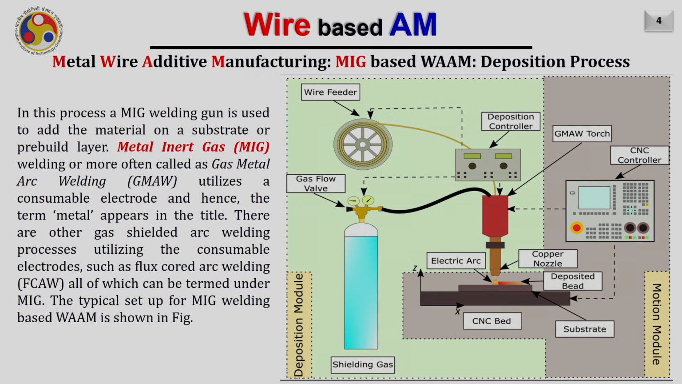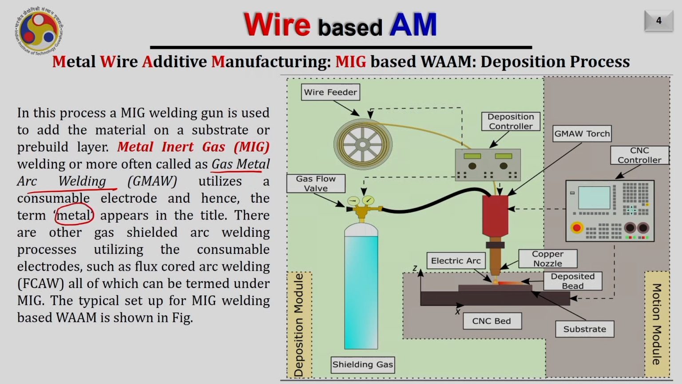So, as the MIG welding process is the heart of the WAAM, let us start our discussion with the fundamentals of the MIG welding process. In the MIG welding based wire arc additive manufacturing process, a MIG welding gun is used to add the material on a substrate or a pre-built layer. The metal inert gas welding, or more often called as gas metal arc welding, utilizes a consumable electrode, and hence the term metal coming into the picture.